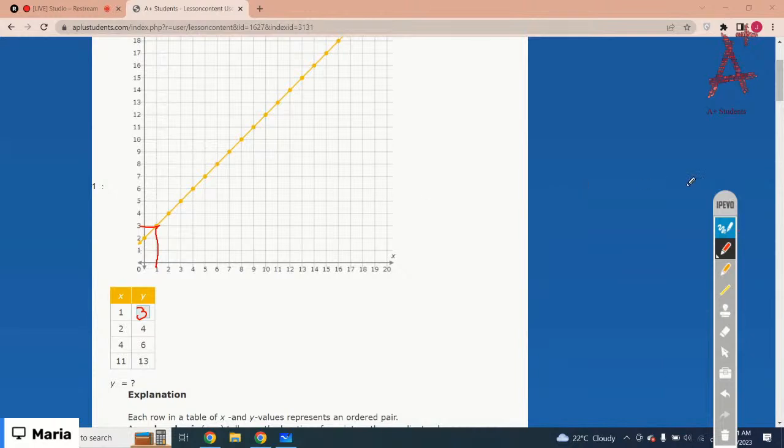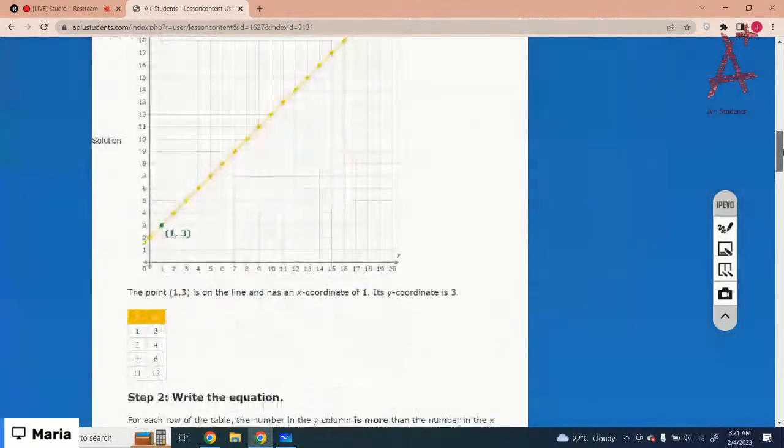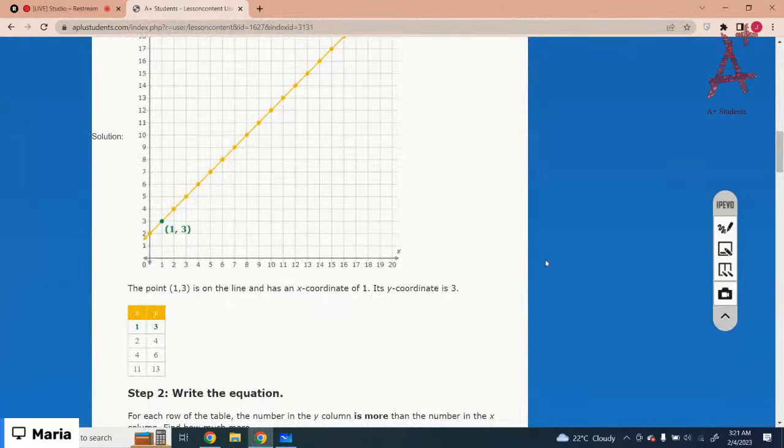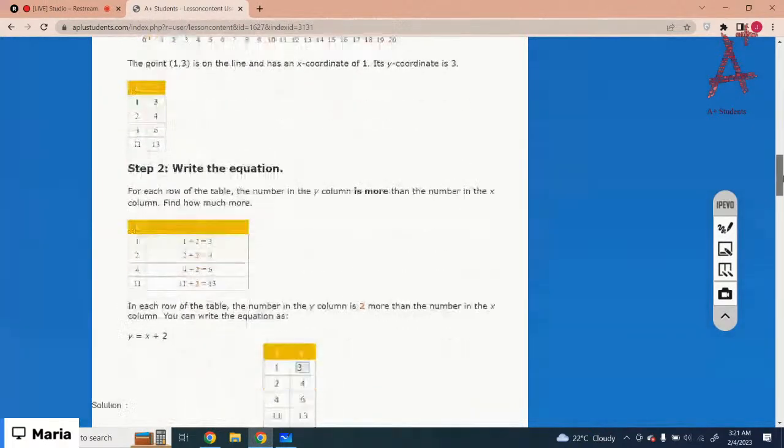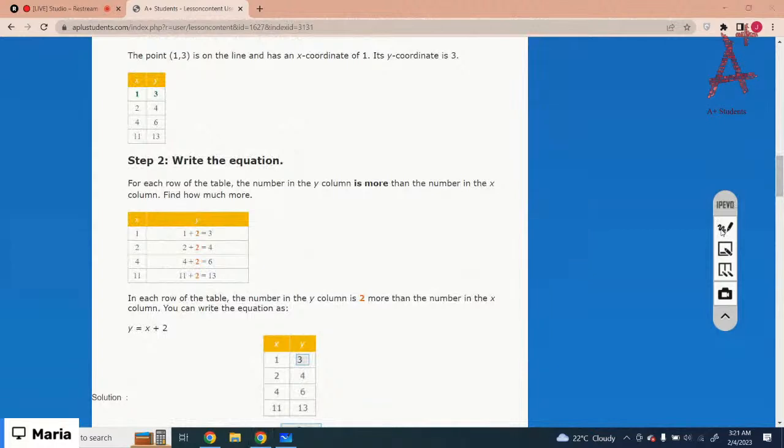Let's see how can we write down the equation. Okay, here you have when x is 1, y equals 3. Now we have to write down the equation. Got it? Let's just look how can you write down the equation. Just look at the relationship between the x values and the y values. Got it? The x values are 1, 2, 4, and 11. When x equals 1, that means 1 plus 2 makes 3 because the y value is 3. Got it? When x equals 2, 2 plus 2 equals 4. When x equals 4, 4 plus 2 equals 6.